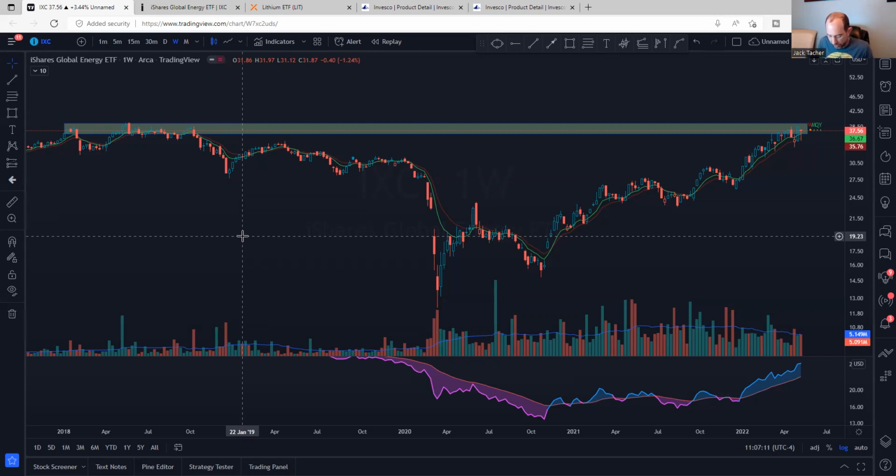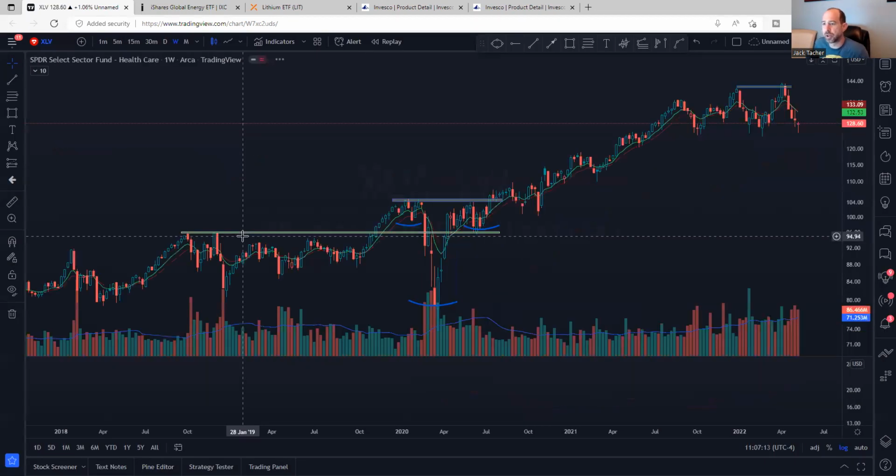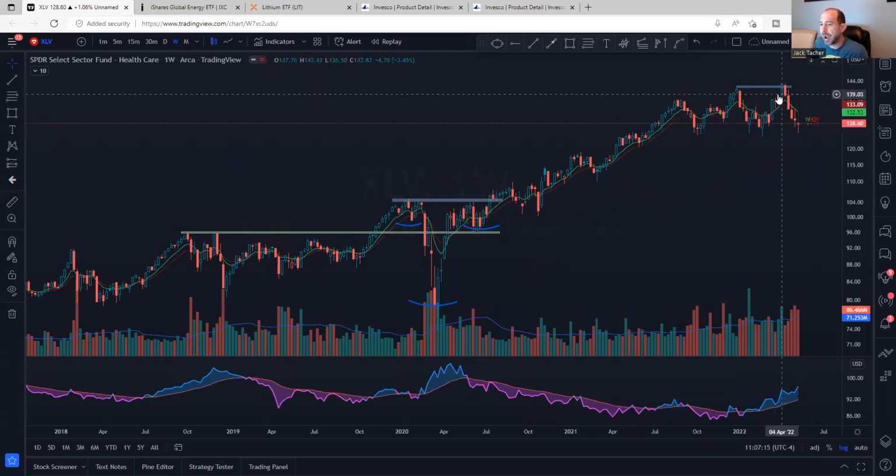So let's talk about healthcare. Healthcare I almost put on here, but I can't rightfully put healthcare on here or any name in it if price is below declining moving averages, right? So even though there's some outperformance going on here, it's still in a downtrend.